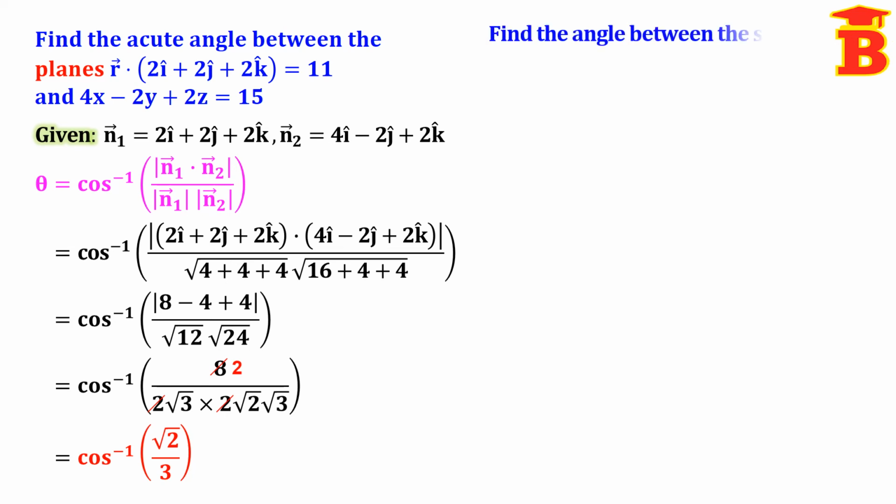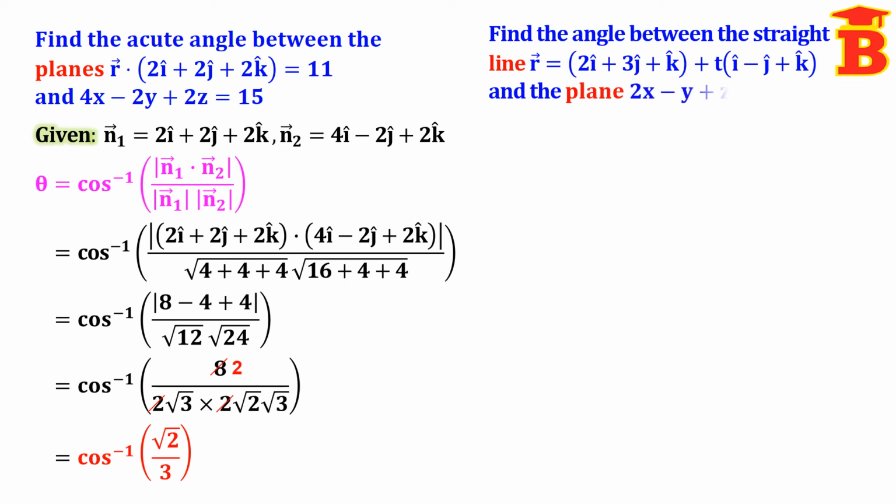Similarly, next problem, find the angle between the straight line and the plane. So the straight line equation is given and the plane equation is given. For this we have to take sine inverse of the angle formula. The procedure is the same, take the dot product divided by the magnitude, but for this line and plane we have to take sine inverse.